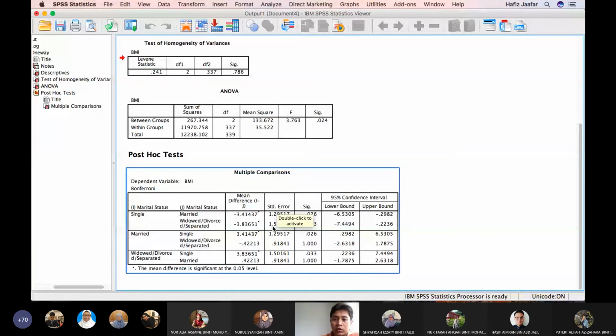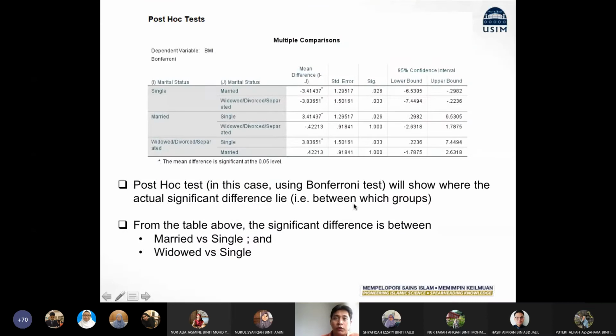So Bonferroni is which group? Okay, the purpose of ANOVA is to determine the difference within group and also between group. So from this table above, multiple comparison, kita tengok single dengan married and widow. Bila tengok single dengan married dengan widow, both of it significant, which is less than 0.05.